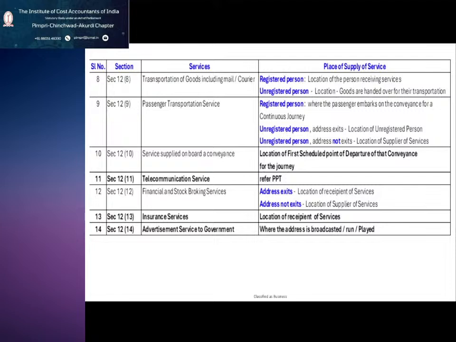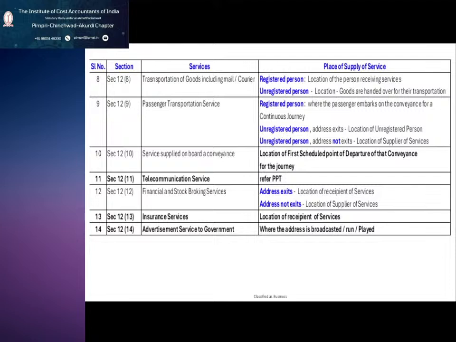Suppose you have some confusion: read the question properly, where he is registered and whether the address is maintained. If it is there, you can go with your answer. If you are still not able to distinguish, like whether the address exists in the records of the supplier, and the address is not there, you mention both things: the place of supply of services when the address exists.